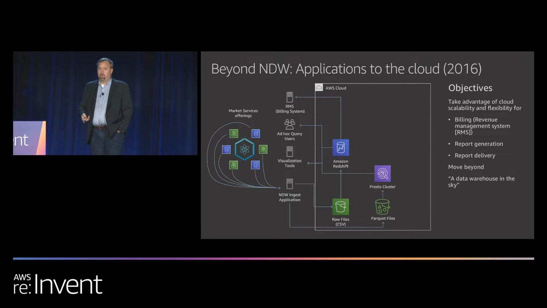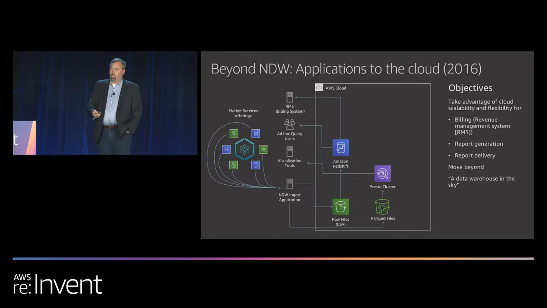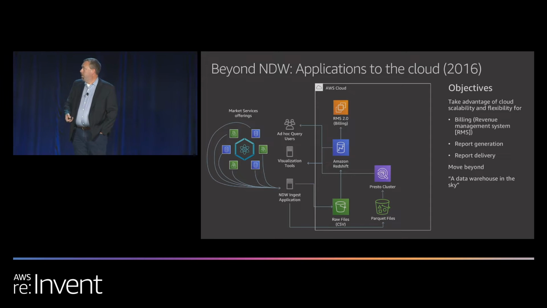In 2016, we had seen the value of scalability and agility that we had with AWS in storing our data, and so we decided that it was time to start moving actual application workloads into the cloud. We wanted to go beyond seeing AWS as just a data warehouse in the sky. So we took that RMS system and we wrote RMS 2.0, which was a cloud-enabled version of our billing system.